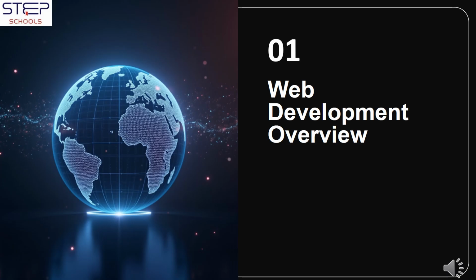For example, when you open a website and see images, menus, buttons, and text, these visible parts are created through front-end development. Behind the scenes, back-end development manages the data, servers, and system processes that make the website function properly. When a developer works on both the front-end and back-end parts, it is known as full-stack development.